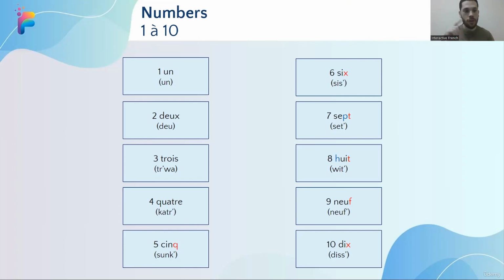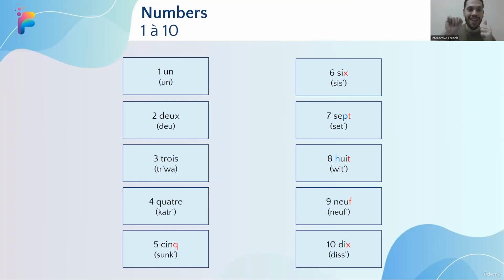Let's repeat from 1 to 5 first, and then we'll move on to the next ones. 1, 2, 3, 4, 5. Okay? 1, 2, 3, 4, 5. All right, excellent. Moving on now to the numbers from 6 to 10.